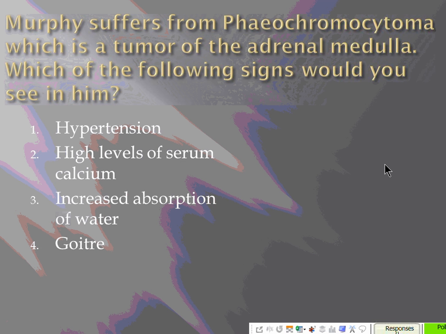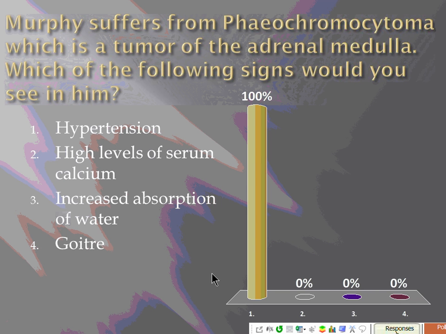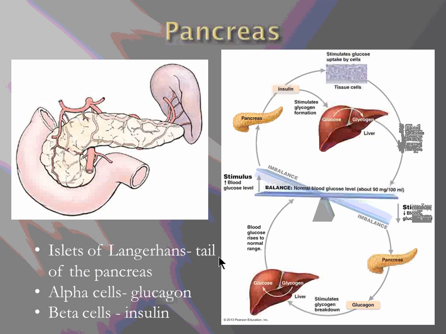Okay, let's look at this question. This person suffers from pheochromocytoma. What do you think you're going to see in this person? Hypertension, yes, very good. Okay, let's stop here.